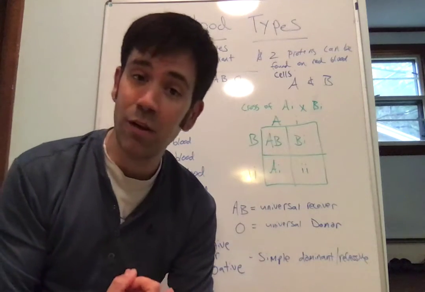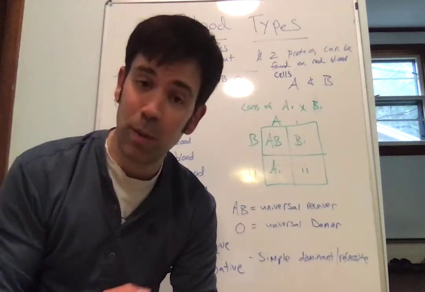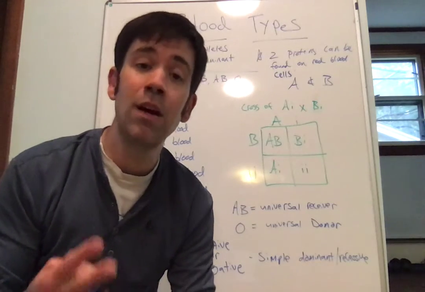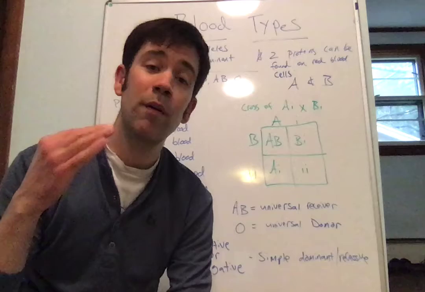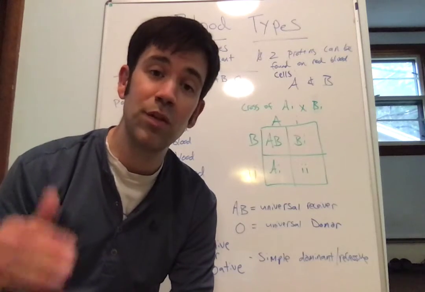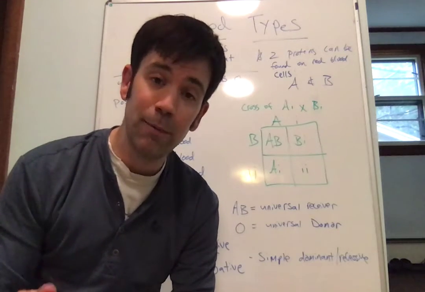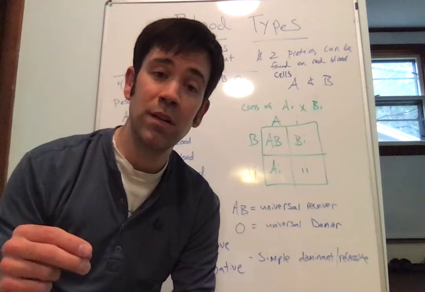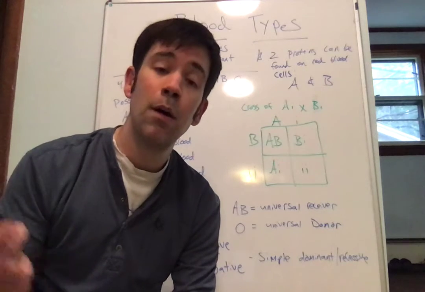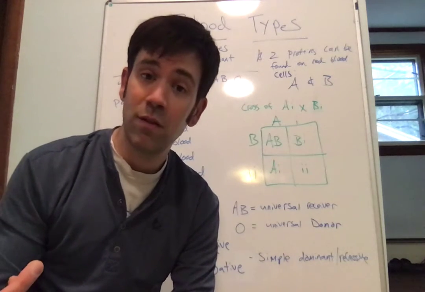If you have just A, you have A blood. If you have just B, you have B blood. If you have both A and B, you have AB blood. If you have no proteins on your red blood cells, you have O blood. And the presence of those proteins are determined by your genes, all right?